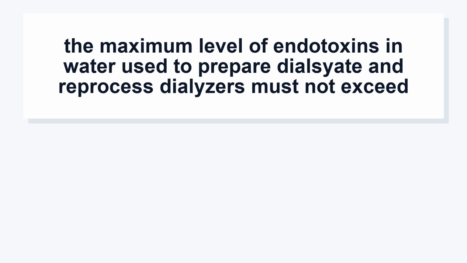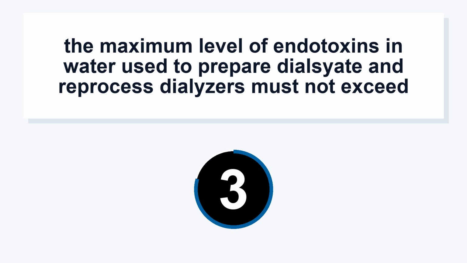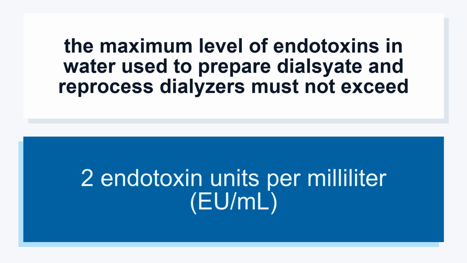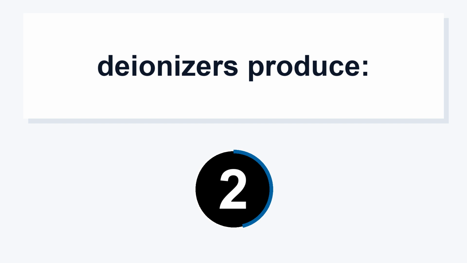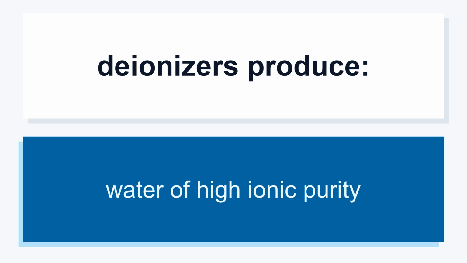The maximum level of endotoxins in water used to prepare dialysate and reprocess dialyzers must not exceed 2 endotoxin units per milliliter, EU/ml. Deionizers produce water of high ionic purity.